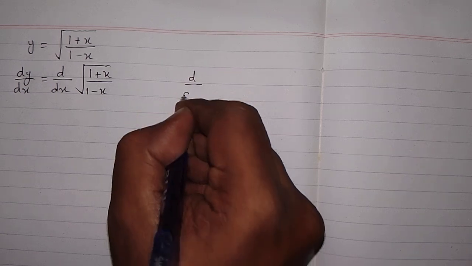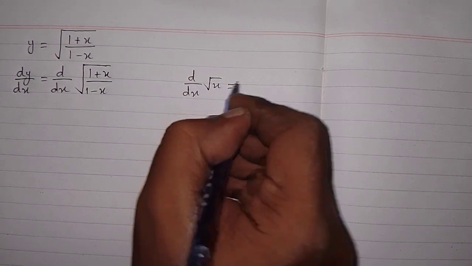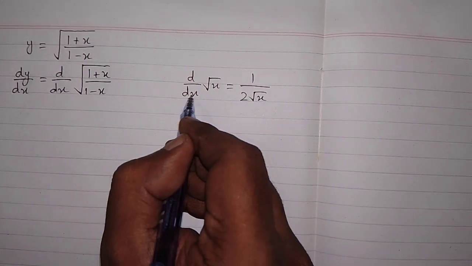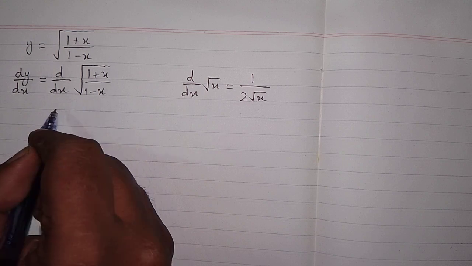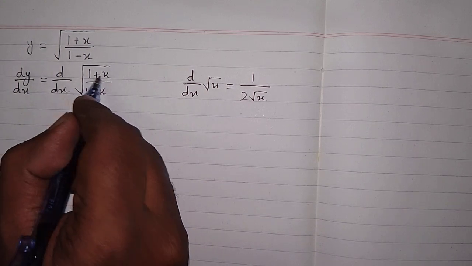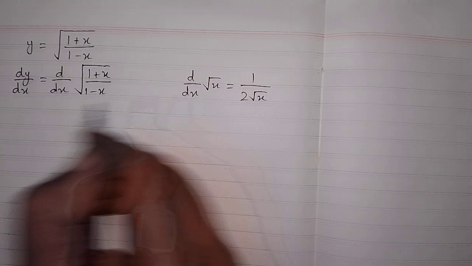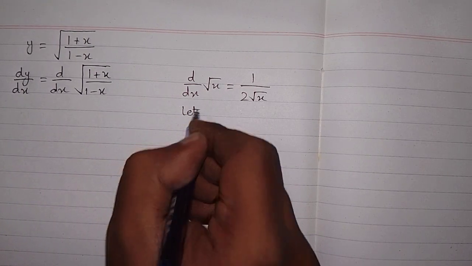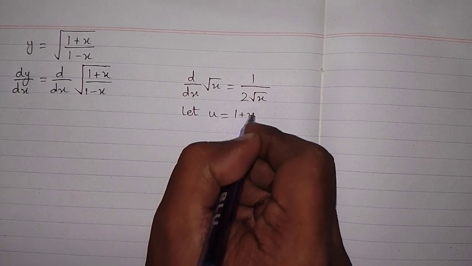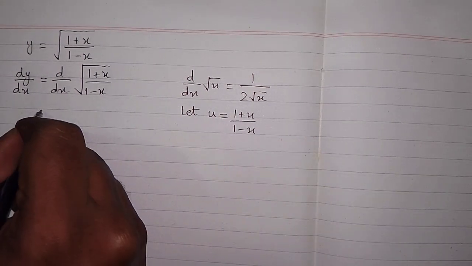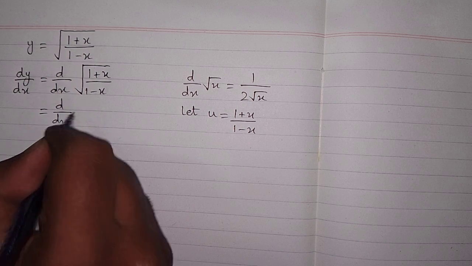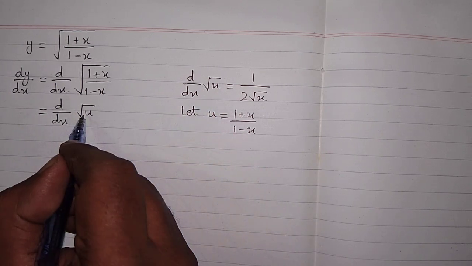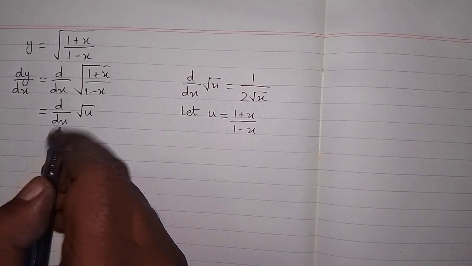We know that the derivative of square root of x is equal to 1 upon 2 square root of x. But this variable and this variable must be same in order to apply this formula. Here we can see that we have (1 plus x) upon (1 minus x) in place of this x. So we will use chain rule of differentiation and let u is equal to (1 plus x) upon (1 minus x). So we have d by dx of square root of u. But we cannot apply this formula because this variable and this variable are not same.